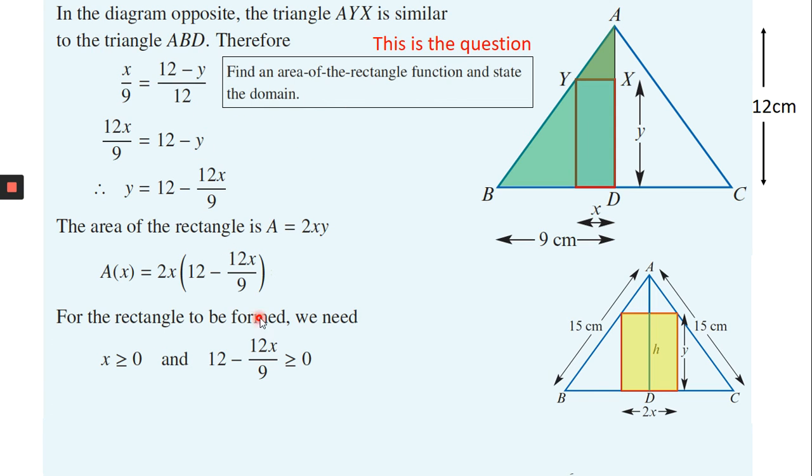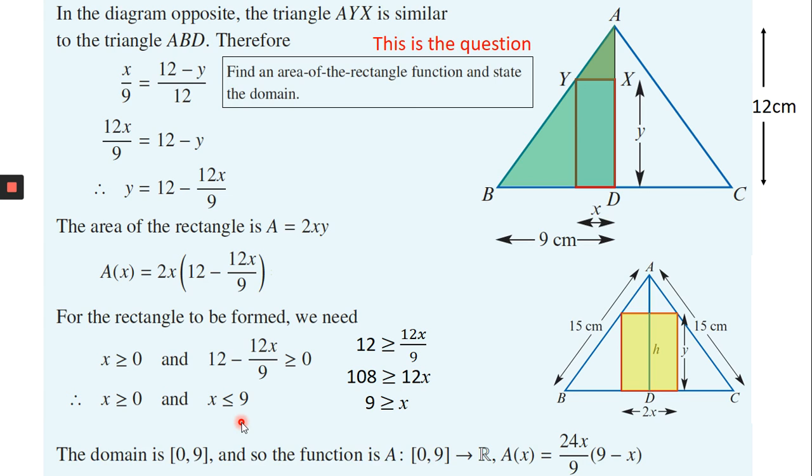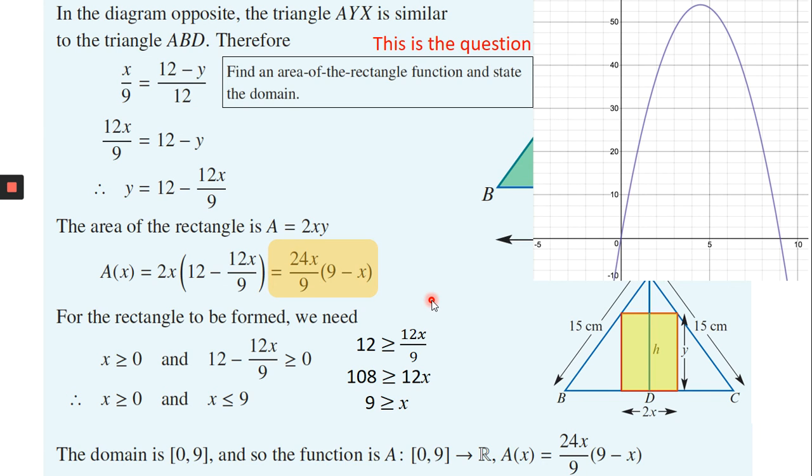Okay, so we found the formula. For the rectangle to be formed, x has to be greater than or equal to 0, and that has to be greater than or equal to 0. So do a bit of work with that, and that's telling us that x has to be less than or equal to 9. It's telling us that it's between 0 and 9. So the domain is between 0 and 9, and the formula is that, which is just that multiplied out. So there's our formula, and I've drawn a graph.